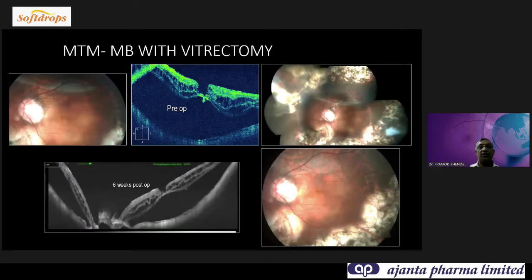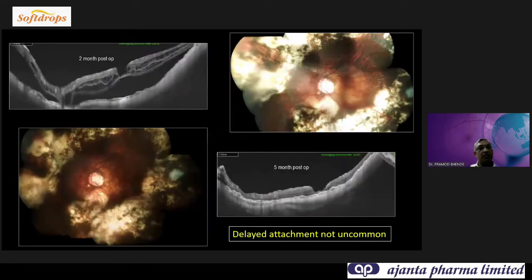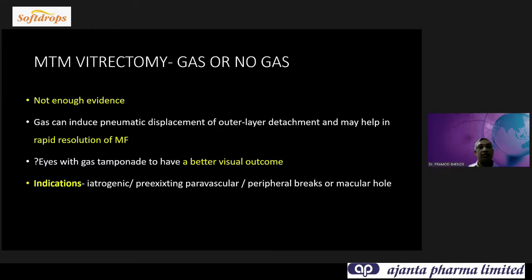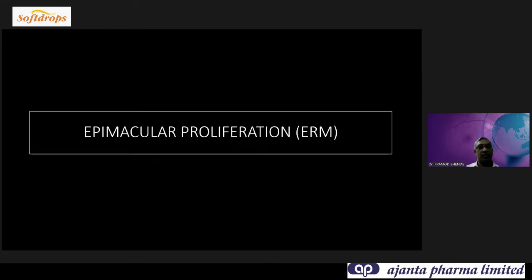This is a case showing combined vitrectomy and buckle, with the pre-op OCT and fundus photograph. At 6 weeks post-op, the sensory detachment is still there. We followed this patient over a period of time; at 2 months the sensory detachment reduced, and at 5 months the macula is flat now. But yes, there is a sort of lamellar hole-like configuration. Not all cases need to be injected with gas. If there is no macular hole or break, there is no need to inject gas. We can leave it as it is, and most of the time it settles on its own.